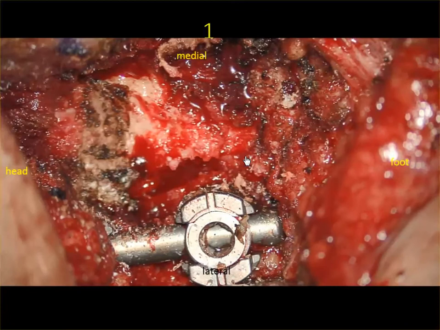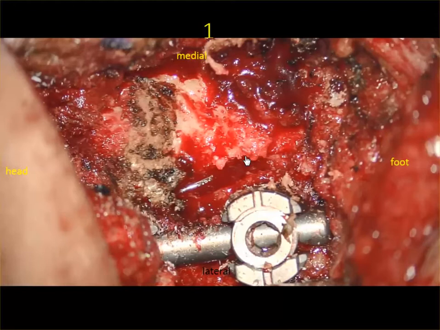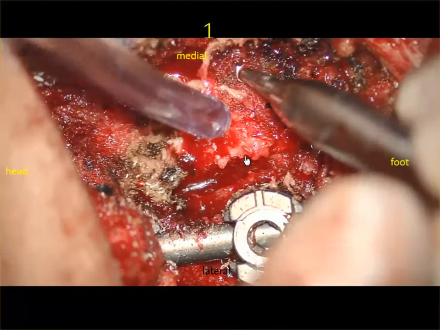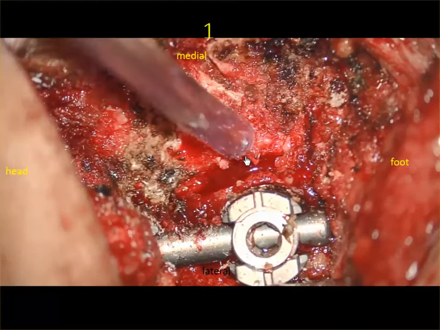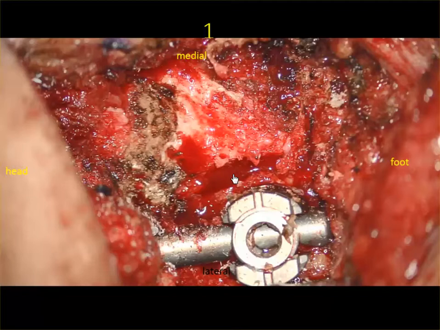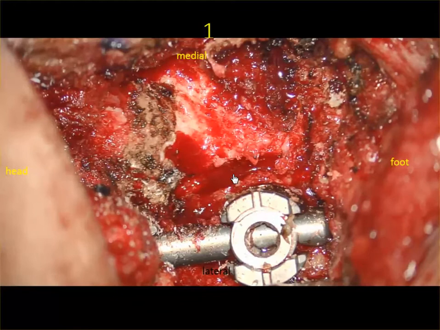So this is the same thing I just drew. The top is medial. So you can see the burr. The burr is 3 millimeters. And to give you an idea, this line right here is the facet. Now, this is a case of a fusion, so I took all the cartilage off the facet to make it fuse. But when you do just a decompression only, obviously it's not a fusion. You don't see all that.